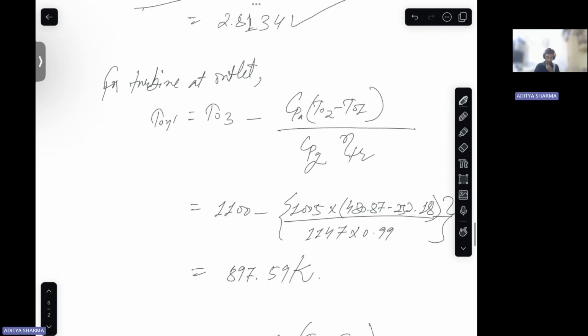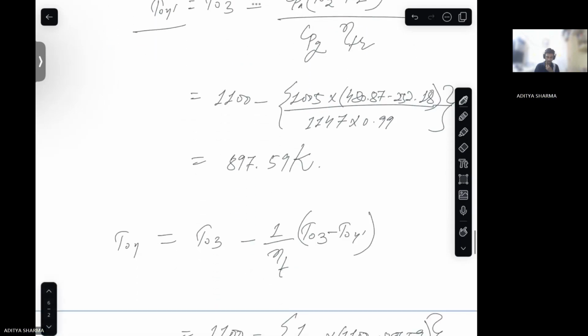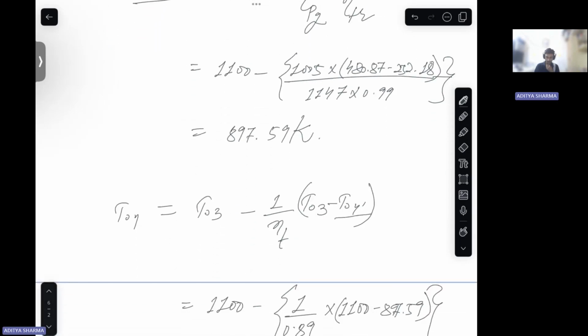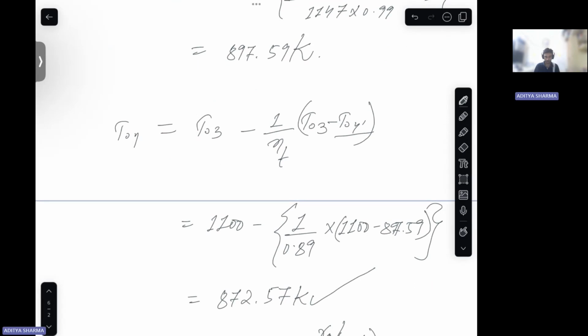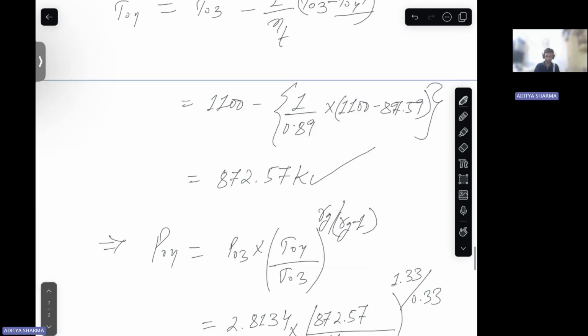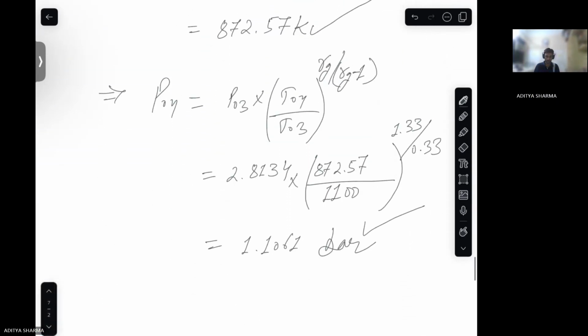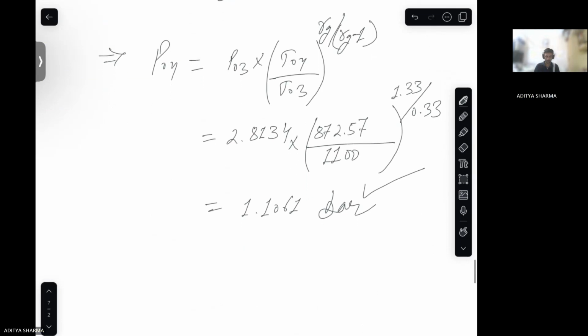So for calculating T naught 4, first we calculated T naught 4 dash. And because T naught 4 dash can be used in this formula of T naught 4 related to turbine efficiency, from here we calculated T naught 4. Now we have T naught 4 and T naught 3 and we can calculate P naught. So this is question 2.